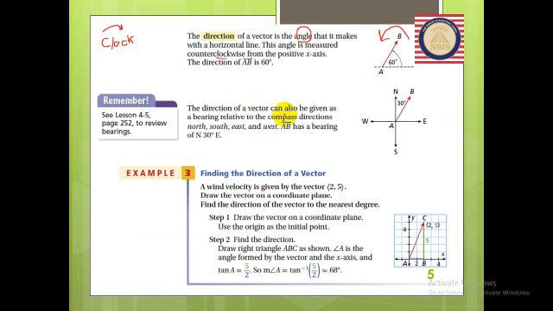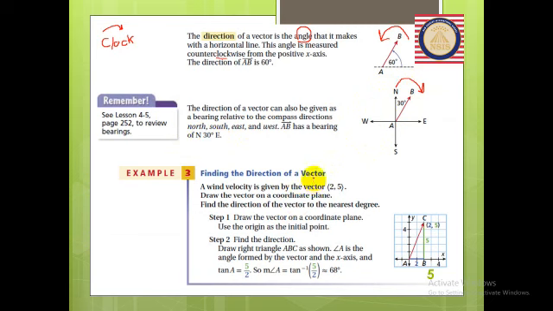The direction of a vector can also be given as a bearing relative to the compass direction, which is north, south, east, west. AB has a bearing of, look here, N means you are going to start from the north. Go from the north 30 degrees, going to the east. So I'm going from north to east, making 30 degrees. Okay? Very good.